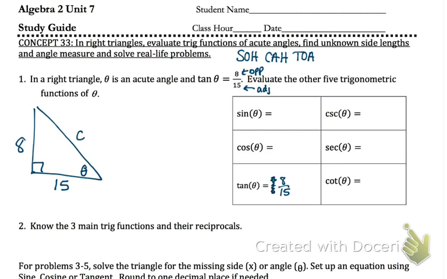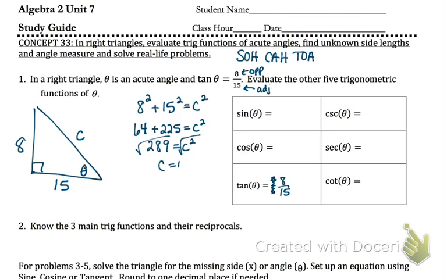So we're going to use the Pythagorean Theorem. I've got 8 squared plus 15 squared equals c squared. So we get 64 plus 225 equals c squared. 289 equals c squared, and then we're going to square root both sides. We get c equals 17. So our hypotenuse is 17. Opposite, adjacent, and hypotenuse.